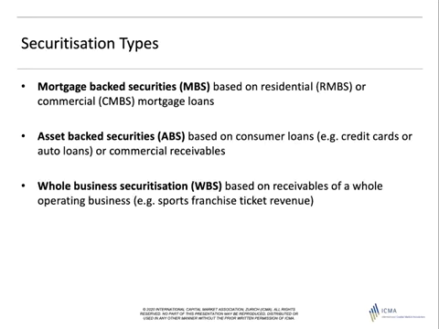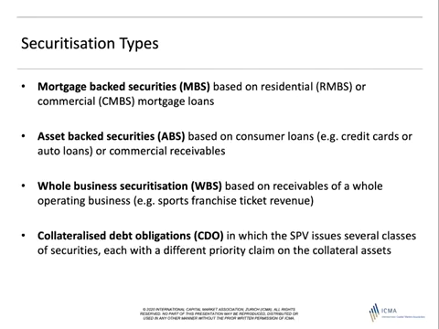Less commonly, you might encounter a whole business securitization, which is based on the receivables of an entire operating business. For example, ticket revenue from a sports franchise, or the royalty stream from a set of intellectual property. Finally, there are also more complex securitizations in which the SPV issues several different classes of securities, each of which has a different priority claim on the collateral assets. We call these more complex securities collateralized debt obligations, or CDOs. In this introductory course, we won't be discussing CDOs.